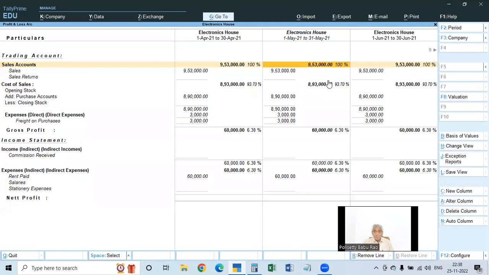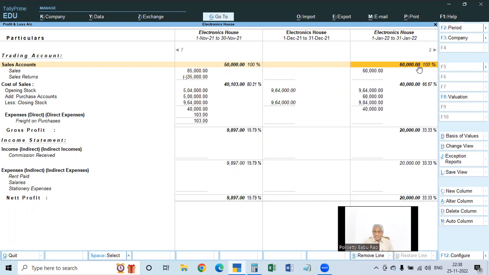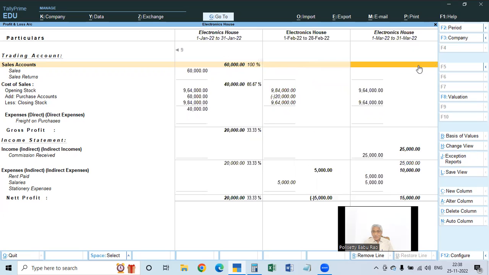See, April, May, June, July, August, September. From October only, we have to see. Gross profit is the same for all this period, April to September, everything is same. From October, we recorded the transactions. See, the gross profit has changed, 65,000. Net profit for this month is 4,750.80. For November, December there are no transactions. January transactions are there. February some transactions. March, okay, this March, this is 15,000.